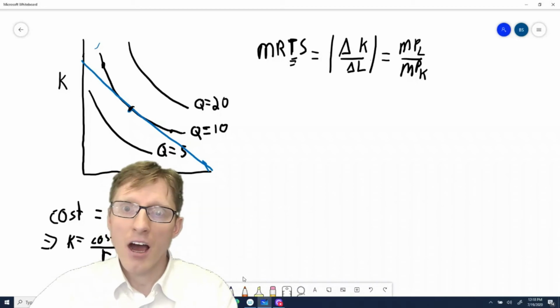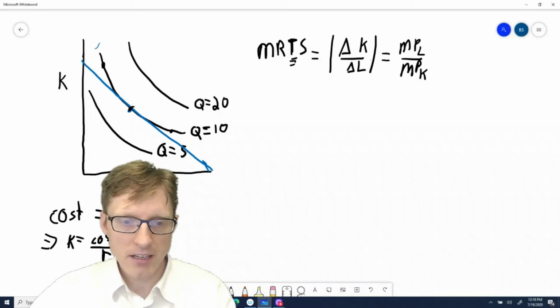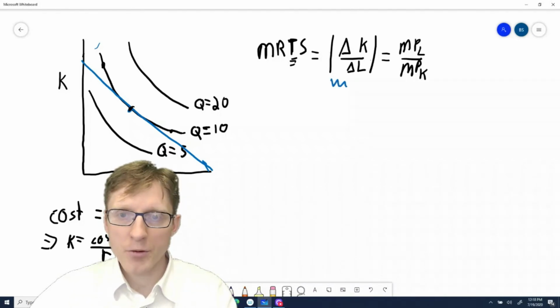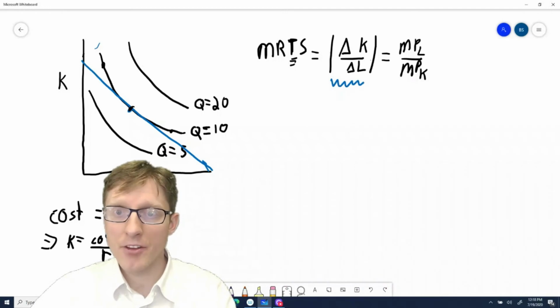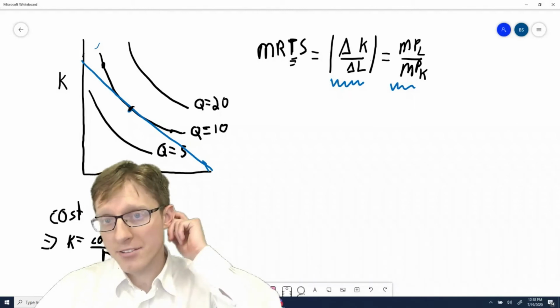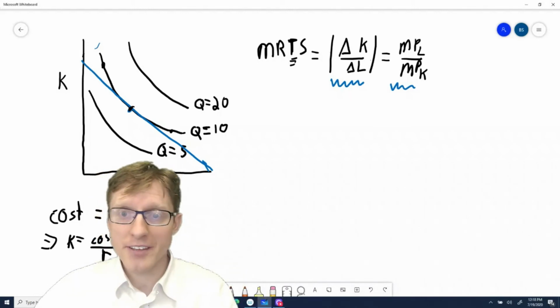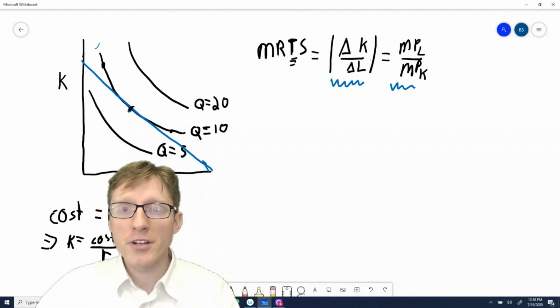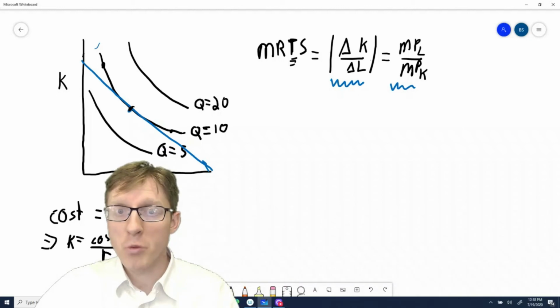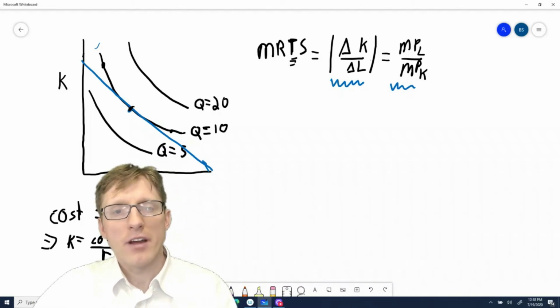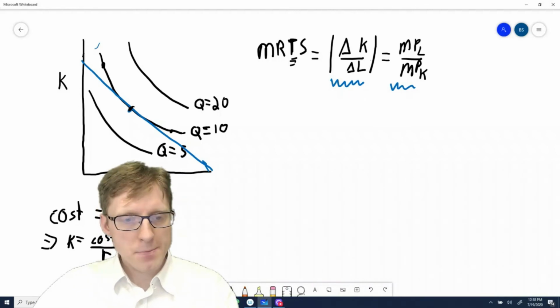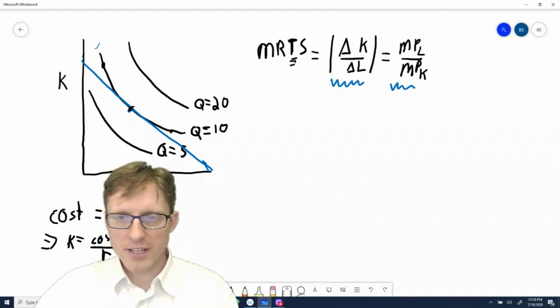Again, on the left-hand side we have the change of capital in the numerator, and on the right-hand side we have the marginal product of labor. And the intuition is basically the same. If you need 2 units of capital to replace 1 unit of labor, leaving output unchanged, then labor must be twice as productive as capital at the margin. Okay. So that's the first relationship.